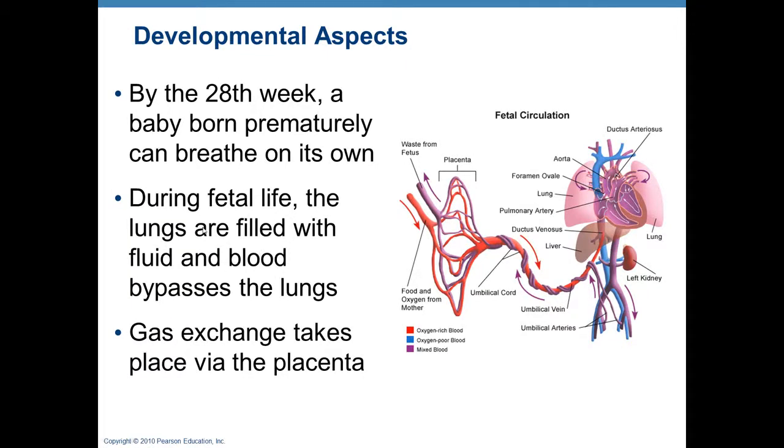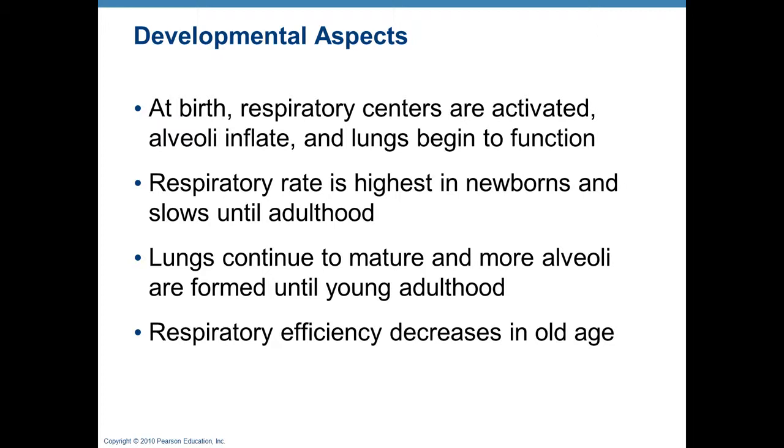And of course, as you guys know, the fetal lungs are not used until the infant is born. So they're actually filled with fluid while the fetus is still in the womb. And blood is bypassing the lungs at that point. While a fetus is still in the womb, the gas exchange takes place in the placenta, as you guys have learned before. Now, when you're born, those respiratory centers in your brainstem get activated. You start breathing, triggering the contraction of the diaphragm and intercostal muscles, the alveoli inflate, and your lungs begin to function. Respiratory rates in newborns are the highest, and then they gradually slow down as we move towards adulthood.